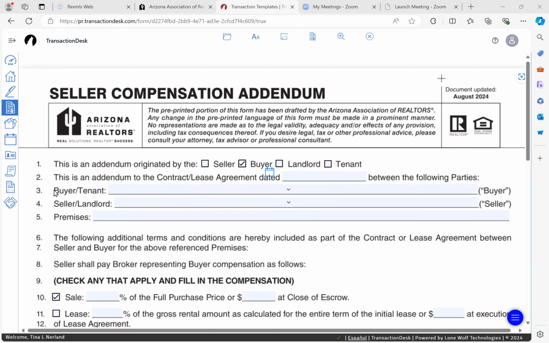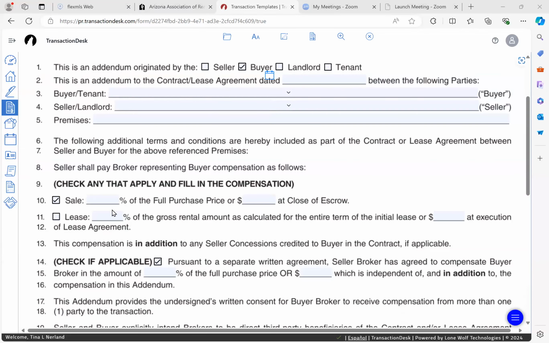Premises address. The following additional terms and conditions are hereby included as part of the contract or lease agreement between seller and buyer for the above referenced premises. Seller shall pay broker representing buyer compensation as follows. So if it's 3%, or if you're asking for 3%, or a specific dollar amount. This would have been so handy if we could have seen it in the MLS, but that is gone.